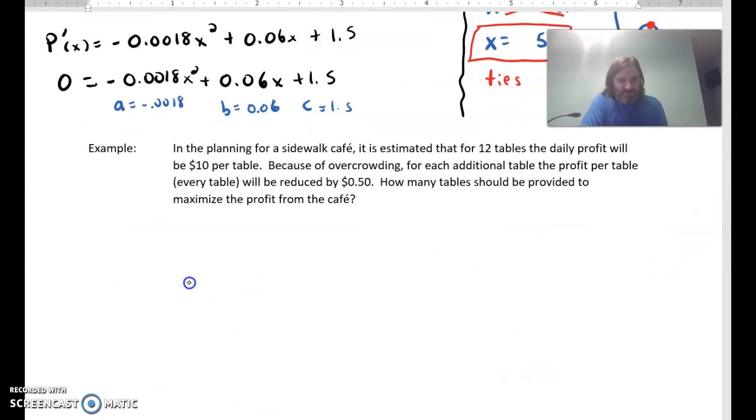Okay, next example. In the planning for a sidewalk cafe, it is estimated that for 12 tables, the daily profit will be $10 per table. Because of overcrowding, for each additional table, the profit per table, and that means every table, will be reduced by 50 cents. How many tables should be provided to maximize the profit for the cafe?